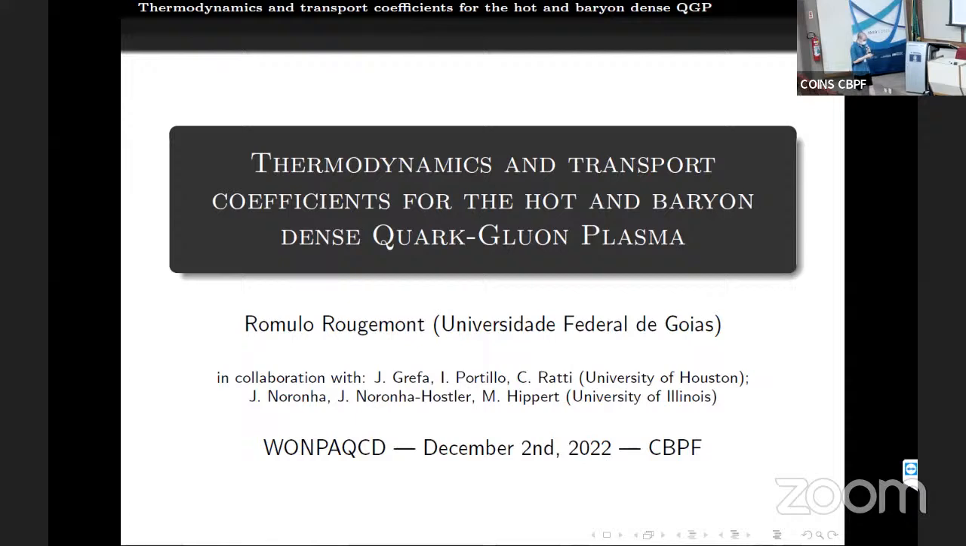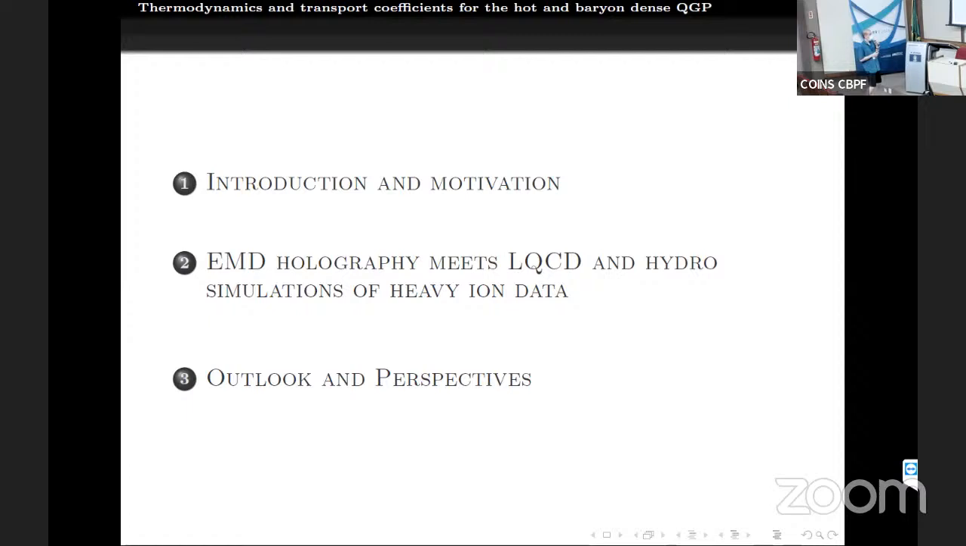This is the outline of the talk. I will begin with a brief introduction to the problem that I will be approaching using the holographic duality, specifically this kind of model here, which is called the Einstein-Maxwell-Dilaton model. Then I will show you some comparison of predictions we obtained from this holographic model to first principle lattice QCD data, and also some hydrodynamic simulations of heavy ion data.